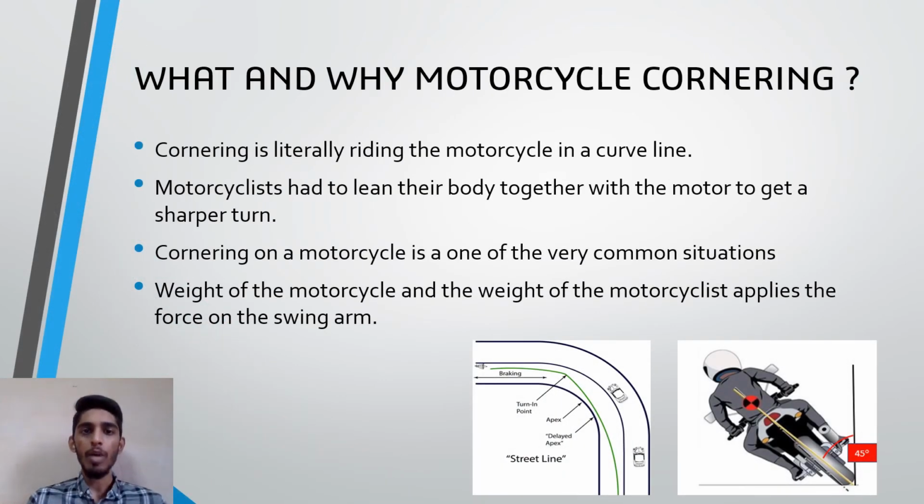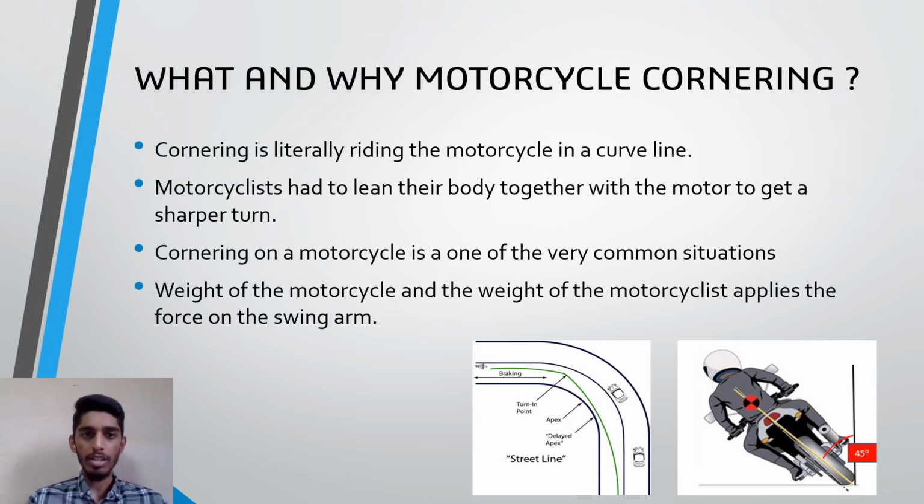Let me start with what and why motorcycle cornering. As we can see in the first picture, it describes the path during which a motorcycle is cornering. So motorcycle cornering is riding the motorcycle in a curved line during a turn. So why did we choose motorcycle cornering? Because it is one of the most common situations that every motorcycle will undergo frequently while riding.